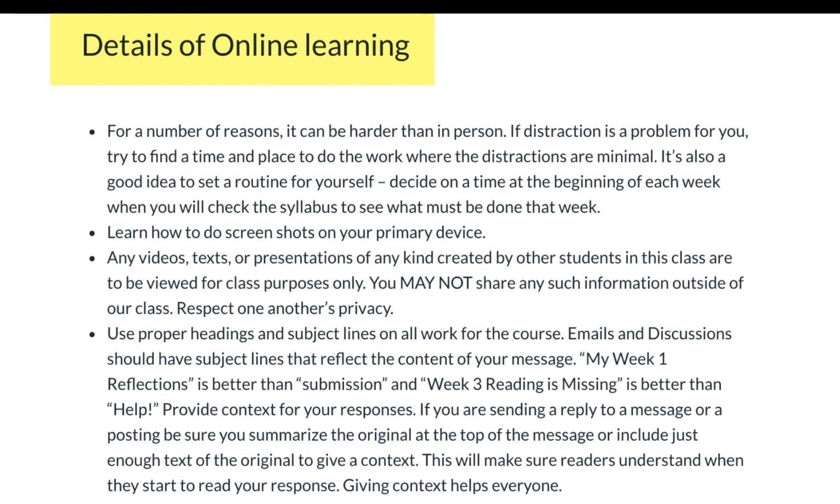Some notes about online learning. It can actually be harder than working in person. The benefit with in-person classes is that you're forced to show up at a particular time and face the teacher and face your classmates. So being online maybe kind of lets you avoid that. Maybe you get easily distracted, you play on your phone, you don't get work done.